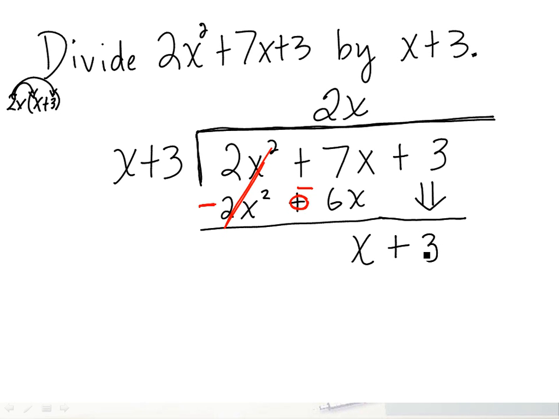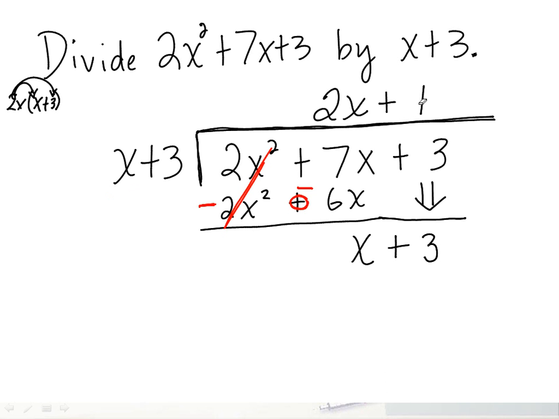Now, start back over. We look at the first term here and the first term here, and we decide what times x is x. The easiest of them all. What times x is x? But it's so simple sometimes we don't really think about it. What times x is 1? Positive 1. So put positive 1 here.